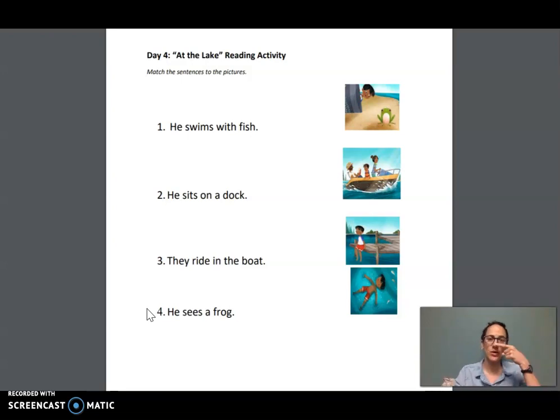Now that you've done the activities, go back, try to do it by yourself. Remember the word letters A-K-E and the sound ake. You can read lots of words with that. Use your vocabulary to read your book about the lake, and you can talk about it with someone.